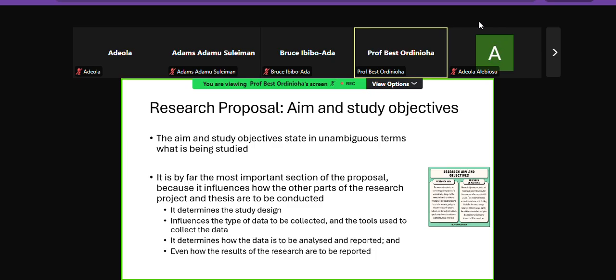I think I will just pause briefly for any question or comments before we go to the study aim and study objectives, which are very, very important. In fact, the most important part of the proposal. I don't know if there's any question or comment.